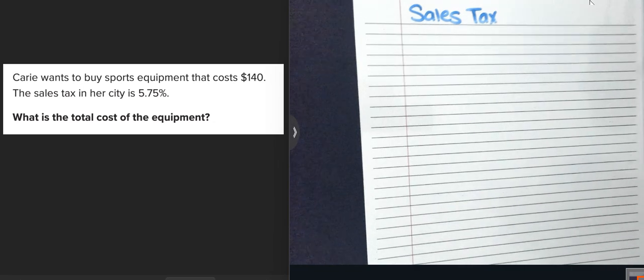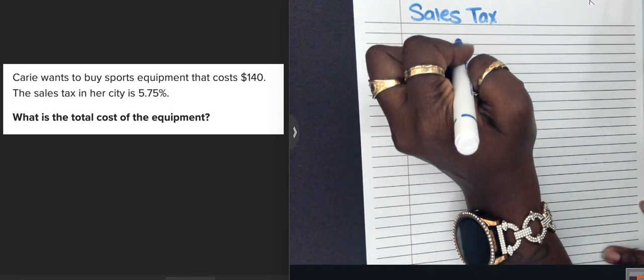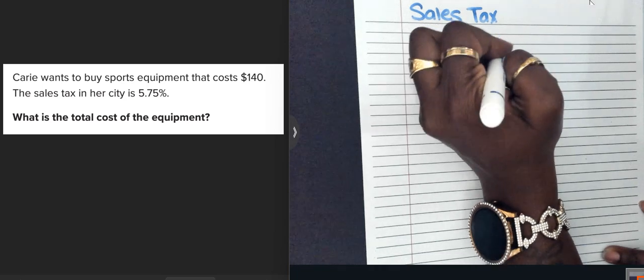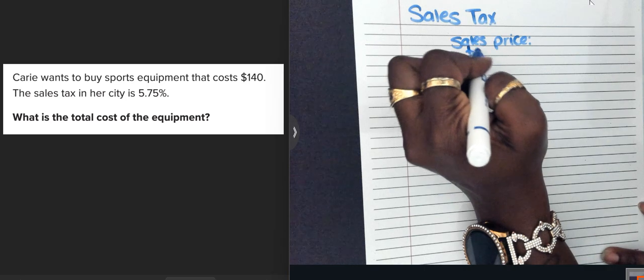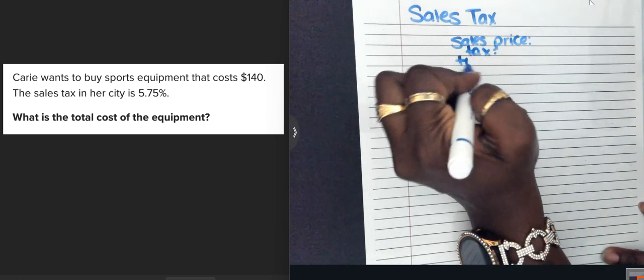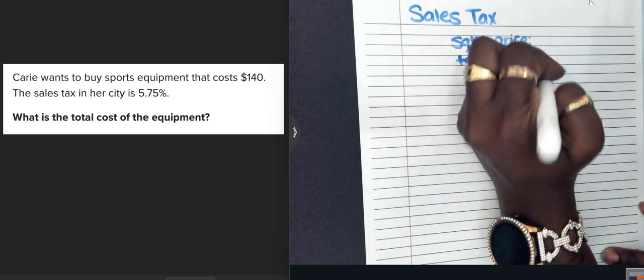Okay, in this example, we're going to do the same thing that we did in the previous video. But in this example, I am going to use the cross multiplying method. I just want to show you that the answer should still come out to be the same. So what we have is we need to write down what we need. So we need the sales price. We also need the tax amount. And then we're going to need to know the total price.